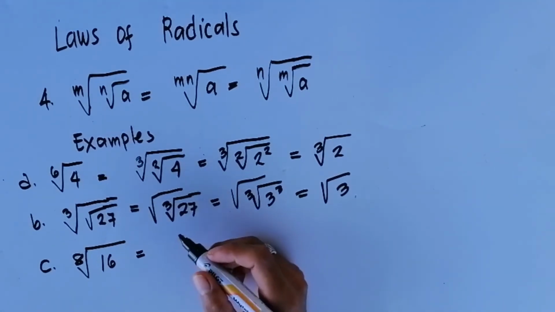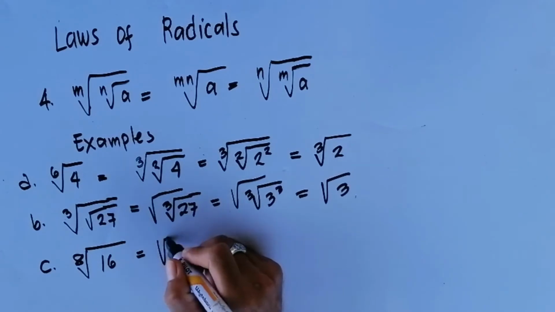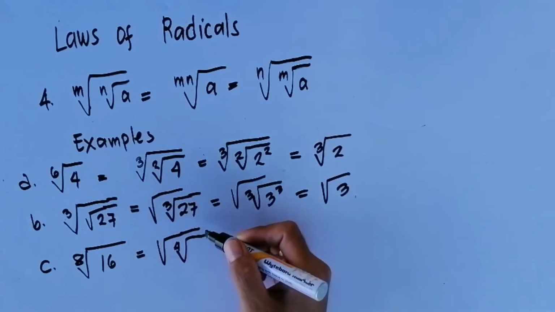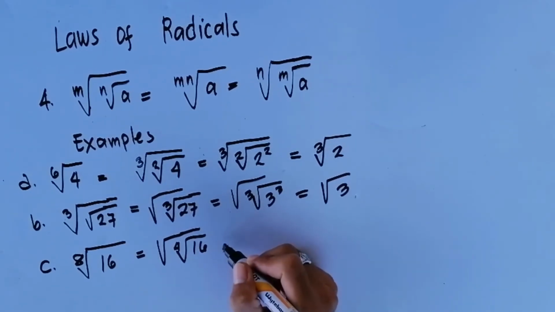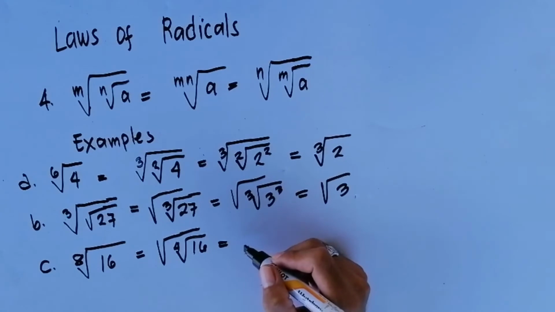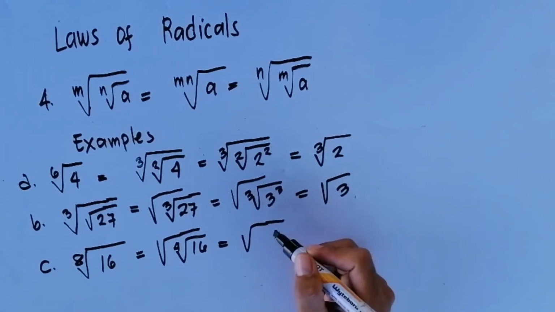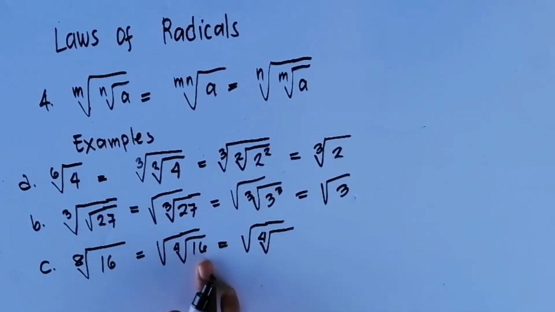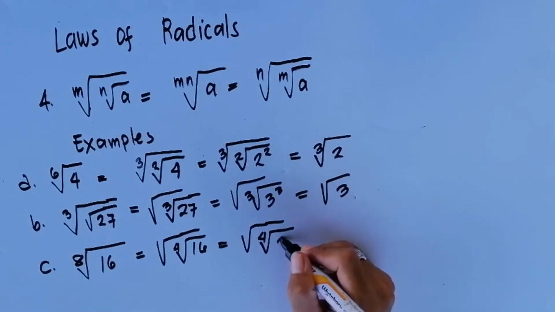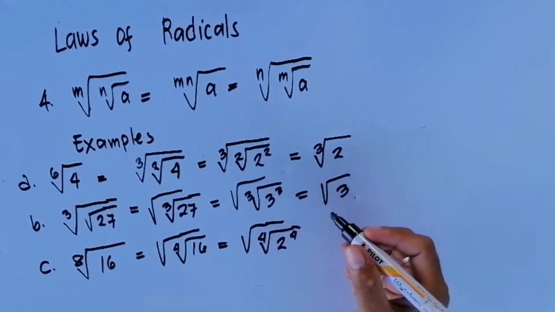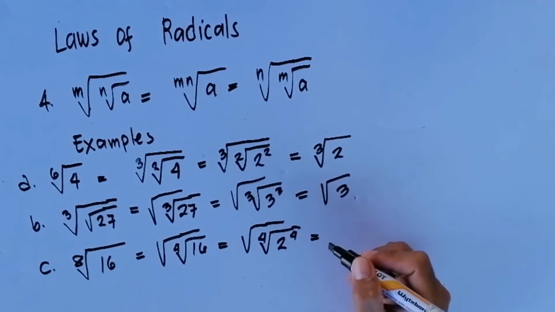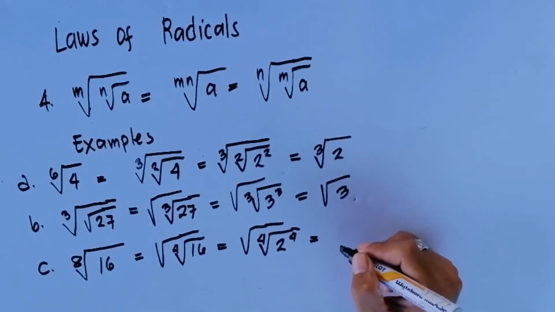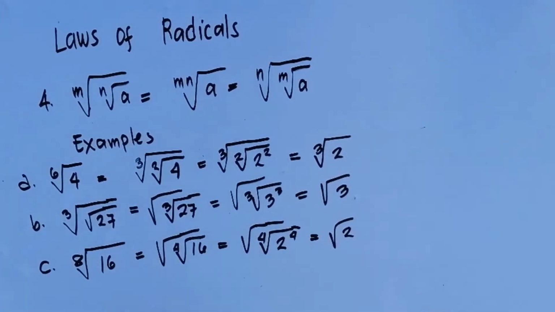Next, the 8th root of 16. So the square root of the 4th root of 16. That is the square root of the 4th root of 2 raised to 4. So the 4th root of 2 raised to 4 is equal to 2. So therefore the answer is the square root of 2.